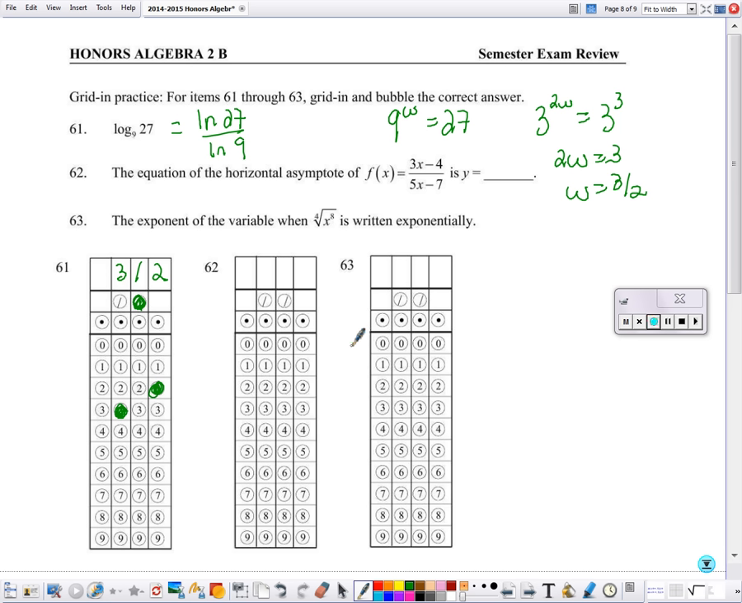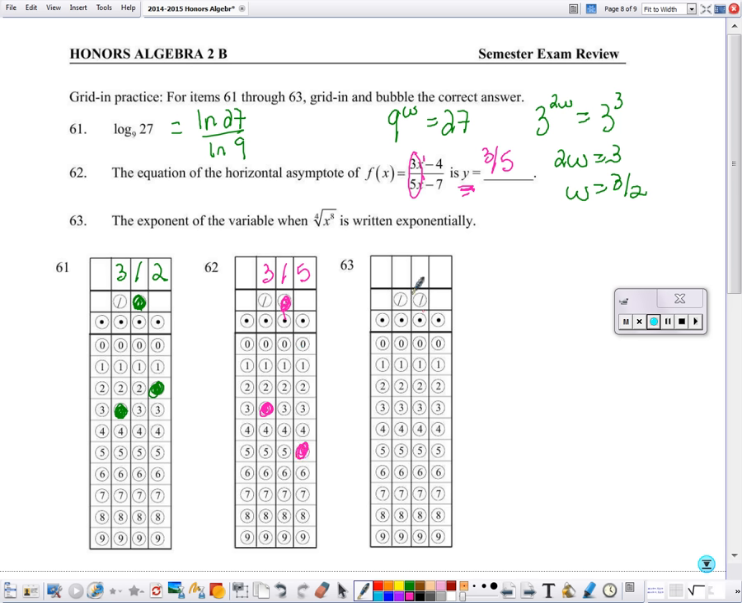The equation of the horizontal asymptote. So for a rational function, the horizontal asymptote is y equals, which is really nice to even give you that hint here. When the degrees of the numerator and denominator are the same, we divide the leading coefficients. That's 3 divided by 5.